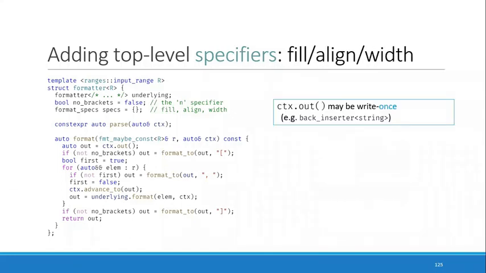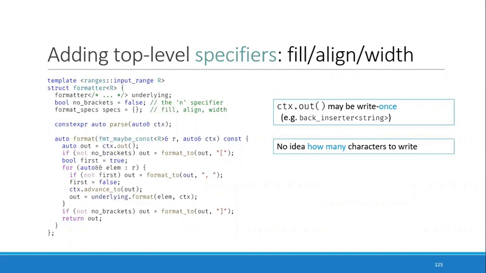So one problem is that context.out is an arbitrary output iterator, right? We don't know anything about it. And it might be a write once iterator. It could be a back inserter into a vector or a back inserter into a string. It could be something even more write once, like send this char over the network somewhere. So this whole strategy of I'm going to write something and then change my mind and write something else, that's not going to work.